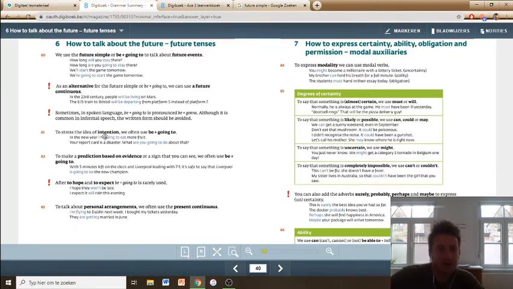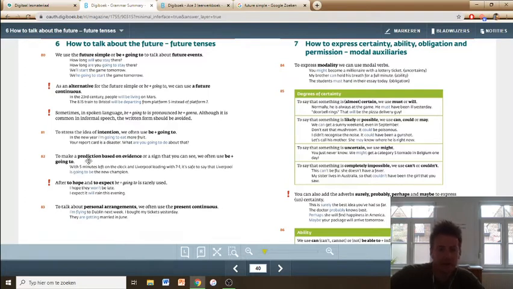To stress the idea of intention, we often use be plus going to. Right? In the new year, I am going to eat more fruit. So don't say in the new year, I will eat more fruit, because this is an intention, and when talking about intentions, right, things that we're planning to do, we use the be plus going to construction. Same goes for the second example. Your report card is a disaster. What are you going to do about that? What is your intention about doing that?